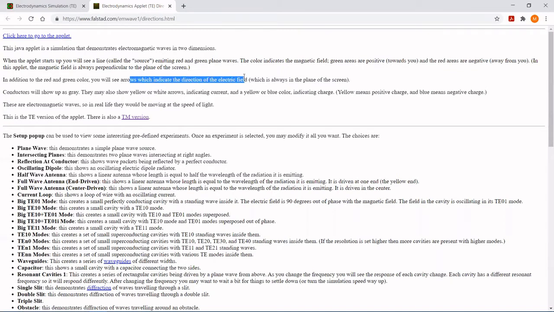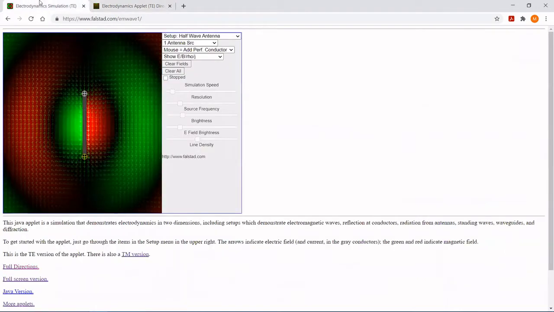Now, since this simulation was called electromagnetic waves TE, presumably for transverse electric, any vector pointing in the plane of the screen, that would be considered the transverse direction. Am I getting that right?